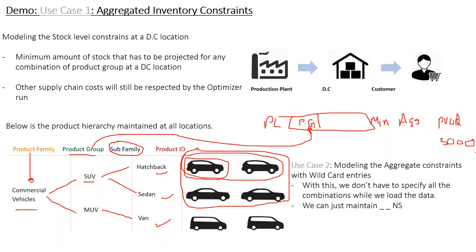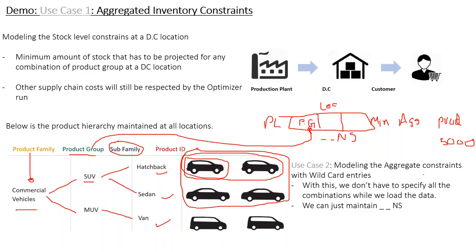So now the next question. There is always this location dimension. What about the location? For that, when we load the value, we'll say underscore NS. What does this underscore NS mean? This means not specified. That means the planner wishes not to specify any location. The planner wants to just constrain on the product group level, that is SUV. So my SUVs, I should produce a minimum of 5,000, and locations, I don't care.